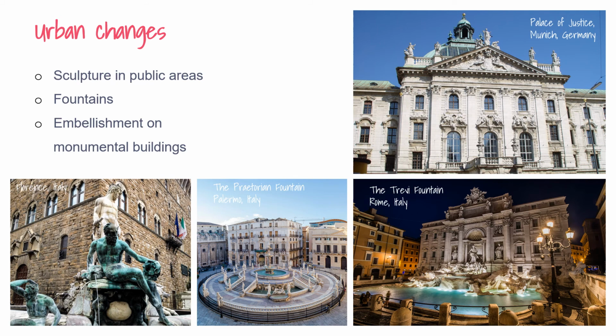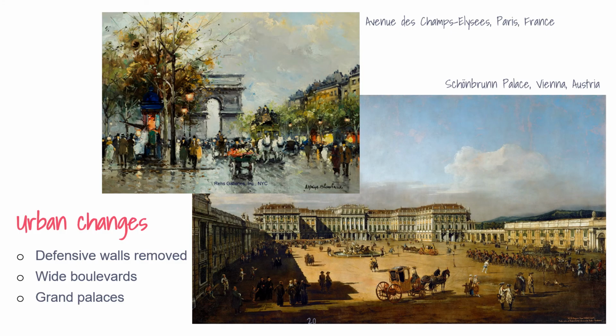Flourishing artistic and architectural expression gave rise to various kinds of beautification of cities, such as sculptures, fountains, and embellishment on monumental buildings. After the introduction of gunpowder, massive city walls became outdated. In many cities, the walls were removed to make space for wide boulevards.